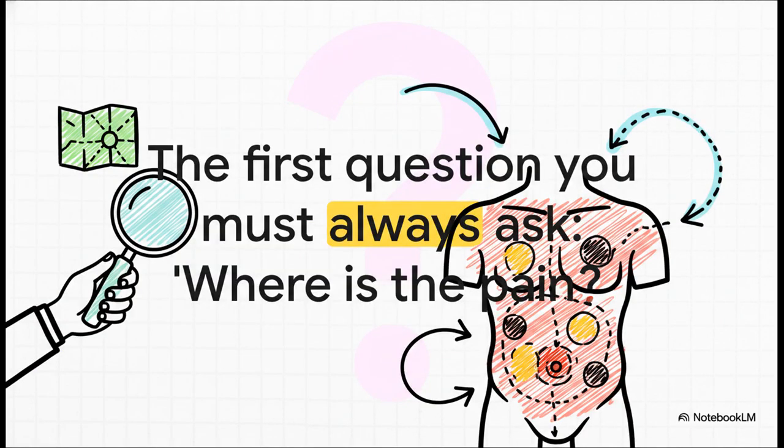So with all that in mind, your first question every single time is this one: where is the pain? That is your starting point. It's your primary geographical clue, and the answer immediately helps you narrow down your list of suspects.